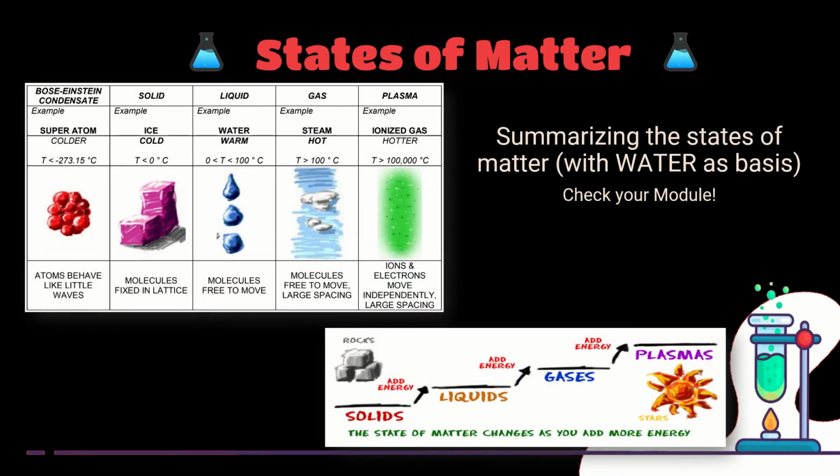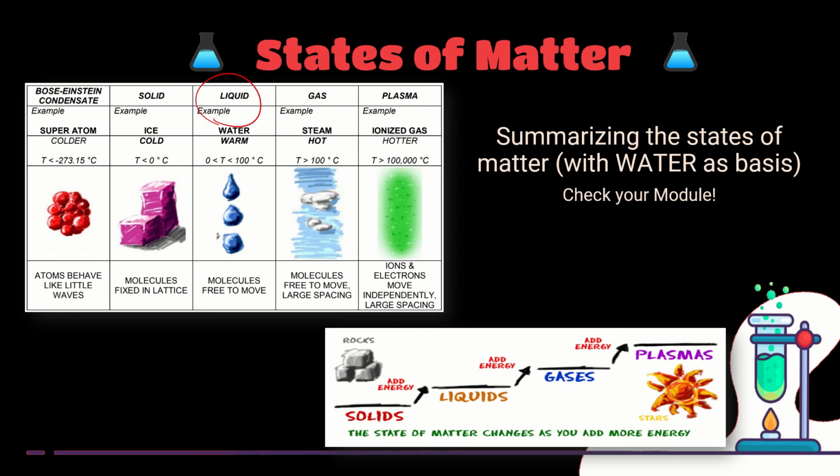So let us check your module. This is the image that is in your module. Ang example dito ay yung water. So we have water as our example for the most common known substance na pwede nating i-discuss. So water typically is in liquid form. So if the temperature of the liquid or the water is between 0 to 100 degrees Celsius, it will exist as water or in liquid form.